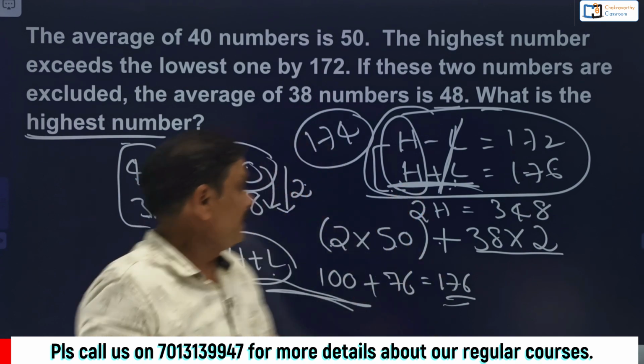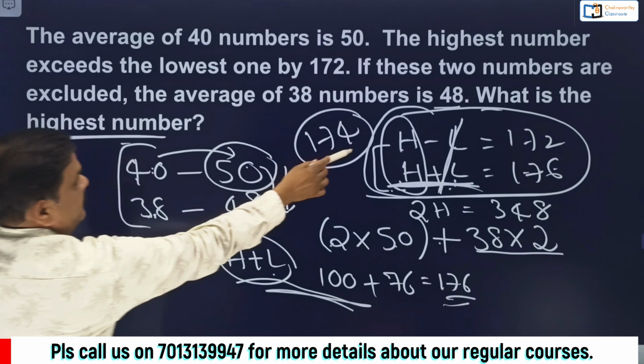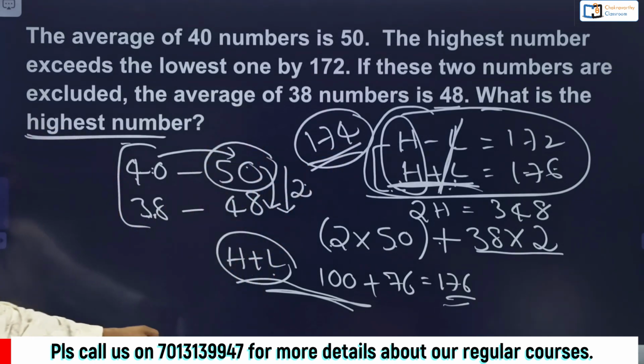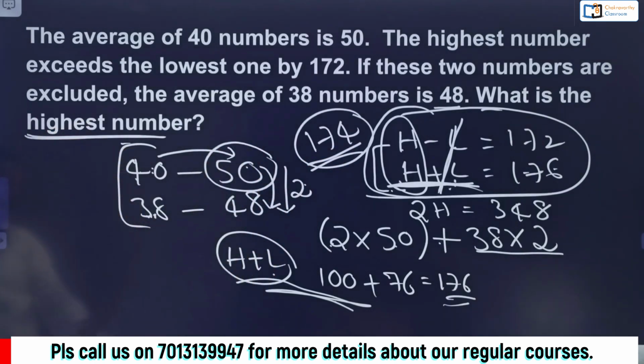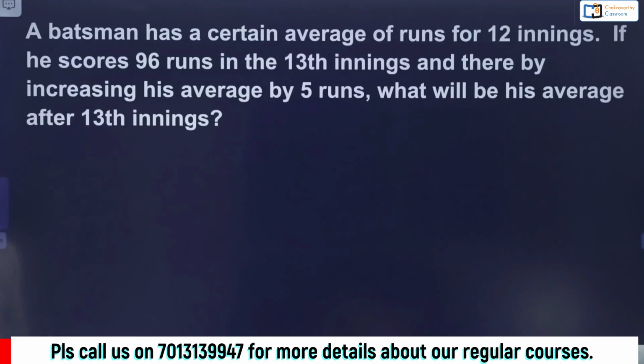Right, now attempt the second question. Now the answer for this question is 174. I have not taken the options here. If options were there, I would have marked the right option. Anyway, 174 is the right one. Okay, now go for the next question.